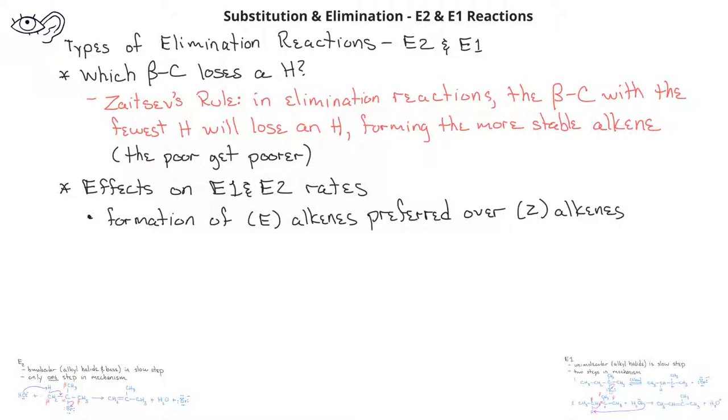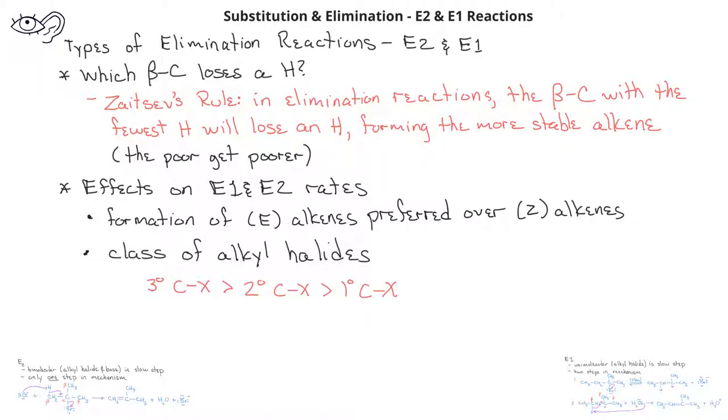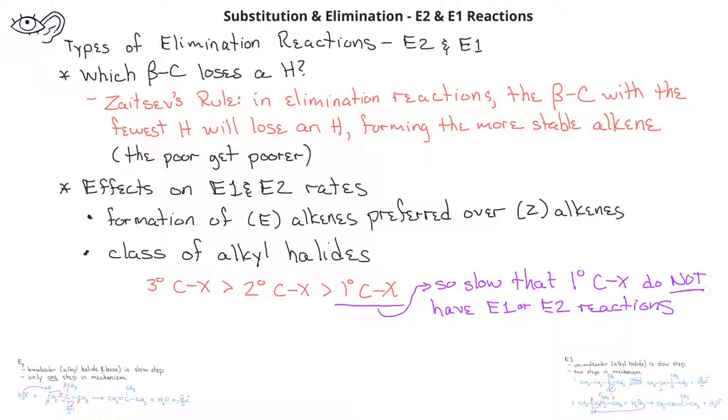A second factor that affects the rates of elimination reactions is that tertiary alkyl halides will be faster than secondary alkyl halides, which will also be faster than primary alkyl halides. And as with the SN1 reactions, the primary alkyl halides are so slow that they have essentially no E1 or E2 reactions.